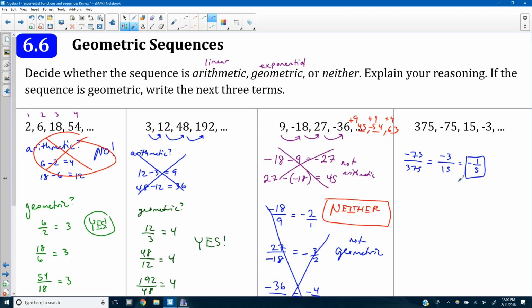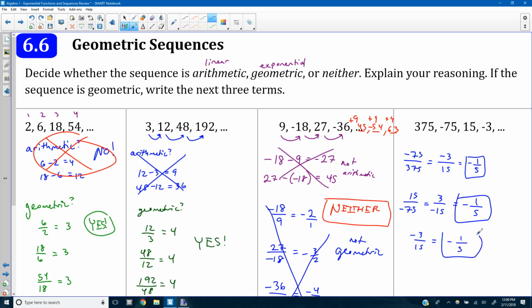Okay, so negative 1 over 5 for that one. Let's check 15 divided by negative 75. You can divide those by 5 if you have trouble there. 3 over negative 15, which of course also is negative 1 over 5. All right, so far so good. And the last one, negative 3 over 15, as we saw the last 2 times, is negative 1 over 5.